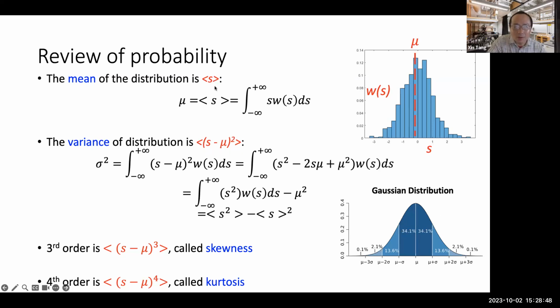Now you can also go even higher order. For example, third order, we can have S minus mu cubed, take the average. And also fourth order, S minus mu to the fourth, take the average. That's also fine, and these two have useful meanings. The third is called skewness, and the fourth is called kurtosis. These are very useful mainly in mathematics, but in natural physics they are rarely used. Mainly it's the first order and the second order. So in our class, so far, let's stick to these two.